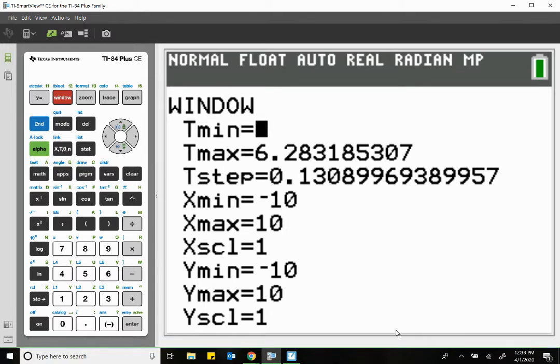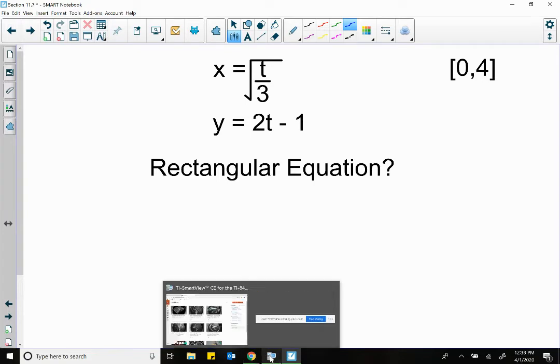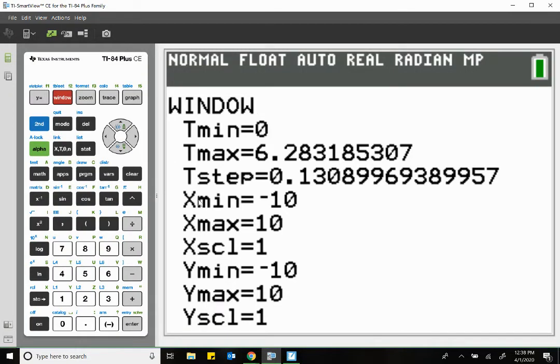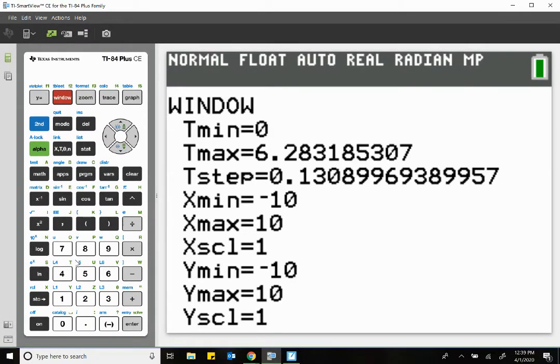So we are going to put in the 4 and 0 for t. Was it 4 and 0? No, 0, 4. I was like, that's weird. Why would I have the bigger number first? So 0 and 4, leave that alone.